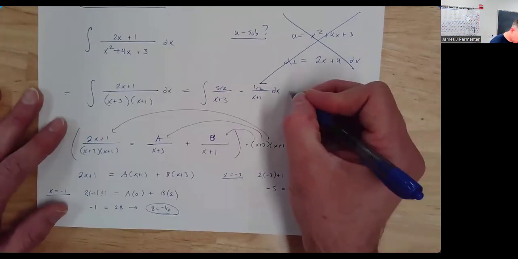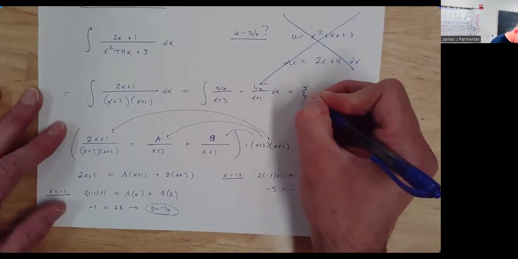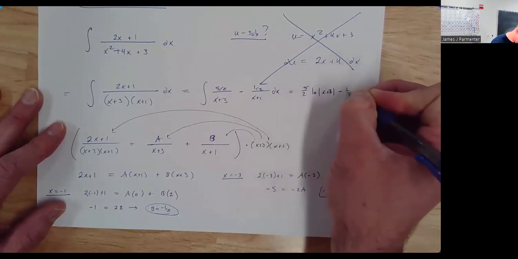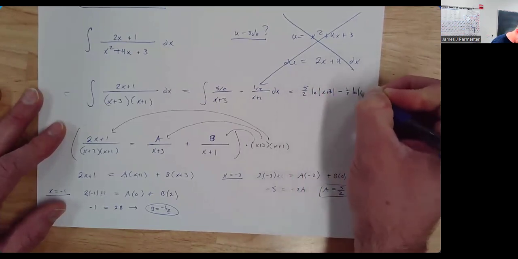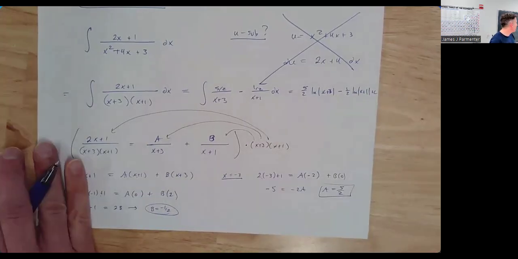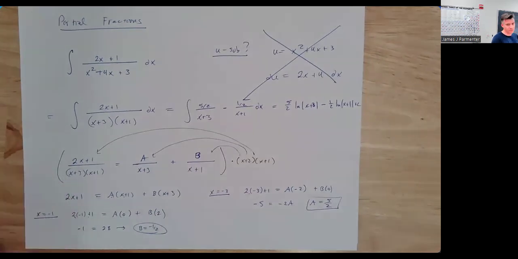That's going to be 5/2 times the natural log of the absolute value of x plus 3 minus 1/2 times the natural log of the absolute value of x plus 1 plus c. There's a quick example of partial fractions. We will talk more about that on Thursday, but I wanted to give you a fast one just so you can see one example of it.